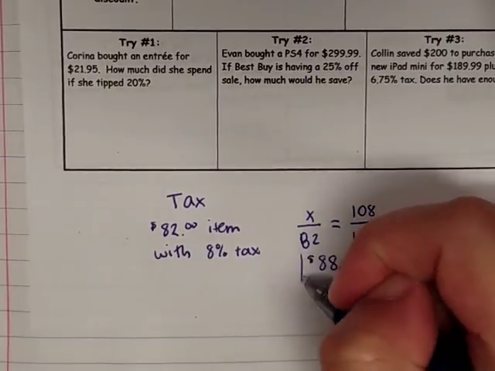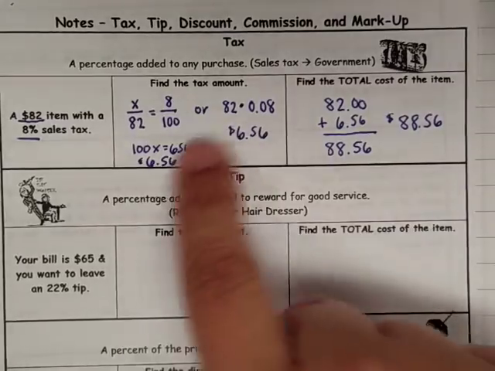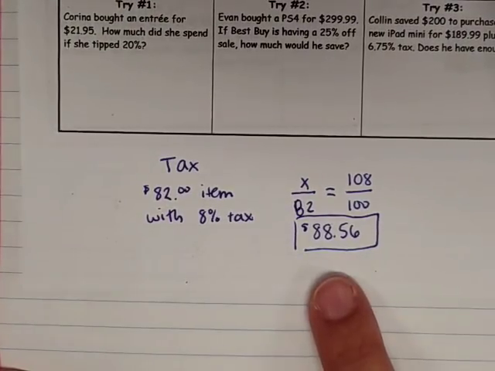So this is your final answer. And notice how this matches the answer up here. Again, if you want to just stick with the first method, that is fine, but this is just another method. It kind of cuts out the middle step.